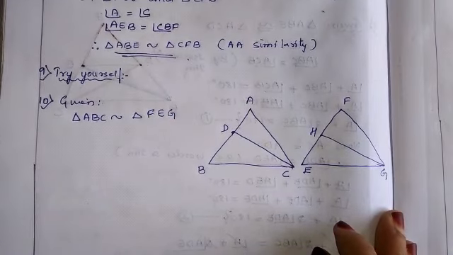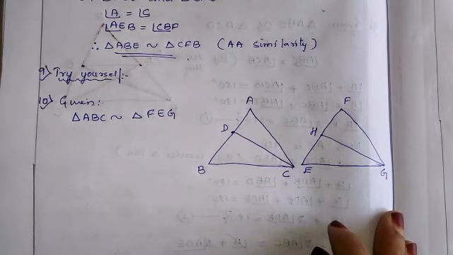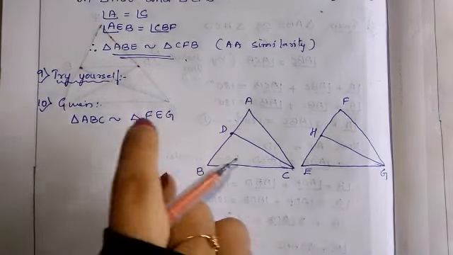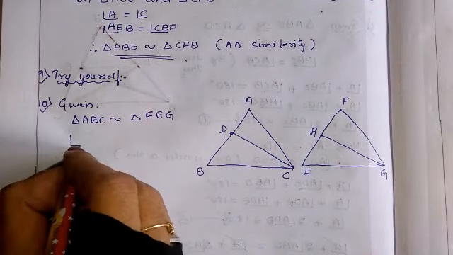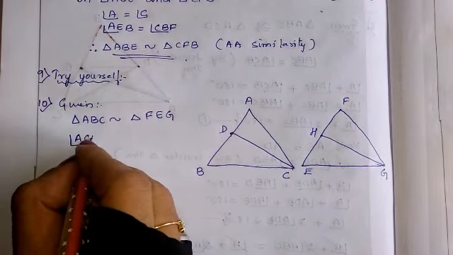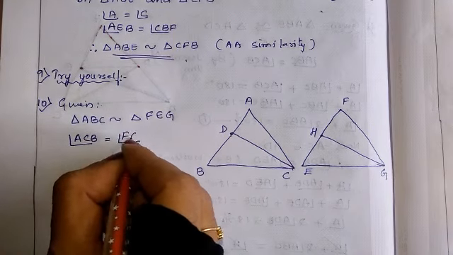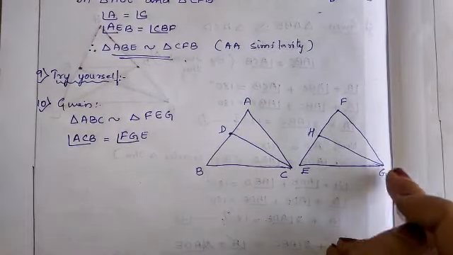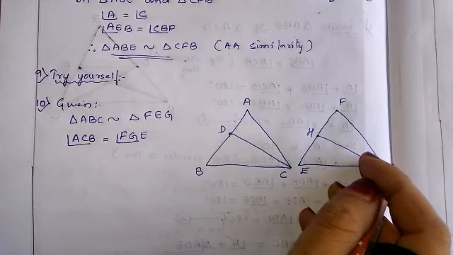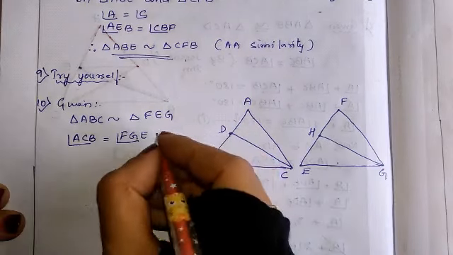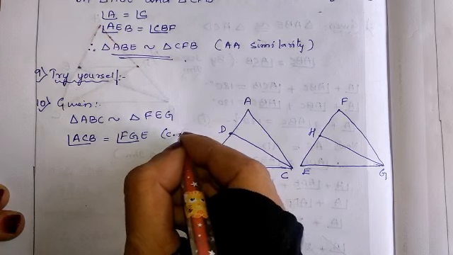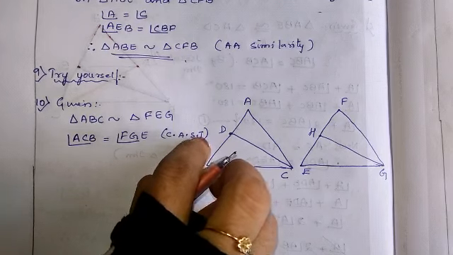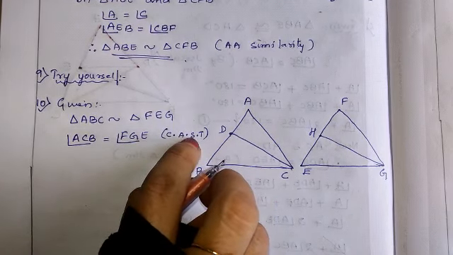Now let us see what they have told to prove. Before we prove, let us see first what all the things are equal in this. As the triangles are similar, therefore corresponding angles are equal. Angle ACB is equal to angle FGE, because they are corresponding angles of similar triangles. If you want, you can write corresponding angles of similar triangles. I don't have space over here, so in short, I have written.